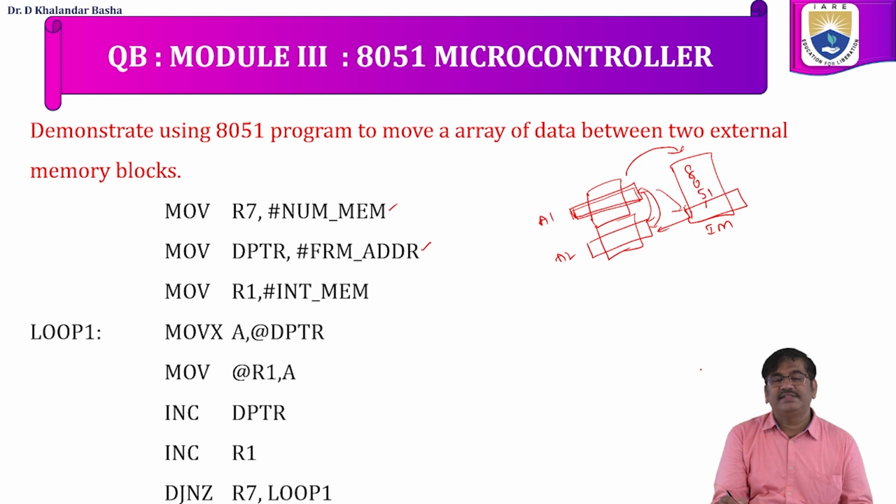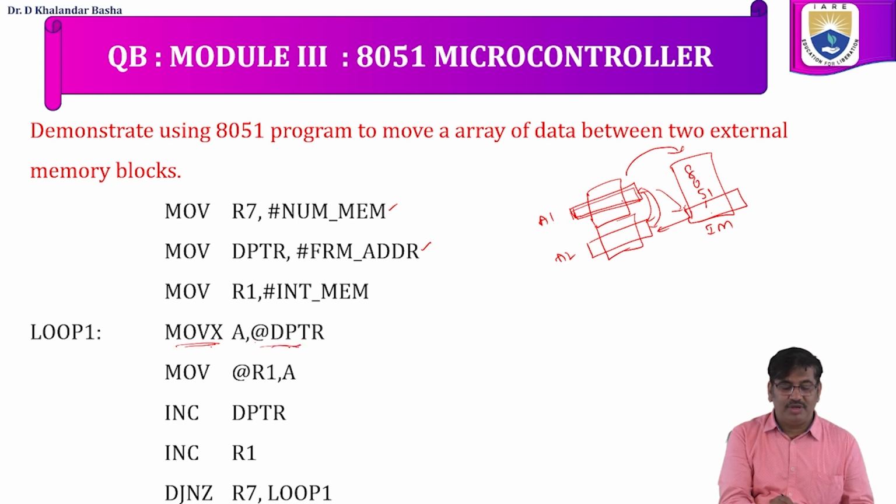Whenever we are accessing the external memory, we are going to load the address into DPTR. So MOV DPTR, #from address. Then initially it will be copied into the internal memory. So the internal memory address we are going to load into R1. Now we will fetch the data from the external memory into the accumulator, and from the accumulator to the internal memory. That will be done with MOVX. The reason we are using MOVX is that it is an external memory. So MOVX A, @DPTR.